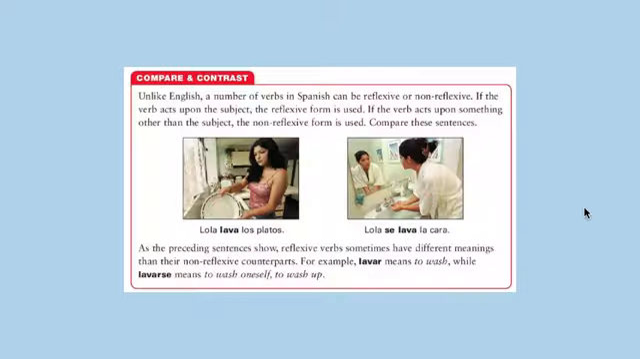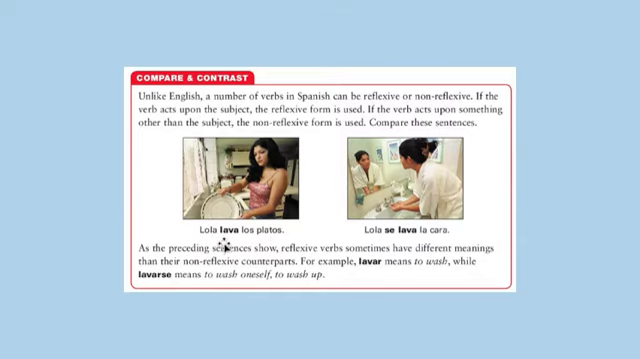Unlike English, a number of verbs in Spanish can be reflexive or non-reflexive. If the verb acts upon the subject, the reflexive form is used. Like if I brush my own teeth, we say, me cepillo los dientes. Or for example, in this example, Lola lava los platos. She's washing the plates. So it's that the object receiving the action isn't the subject herself, right? And for that reason, it's not reflexive.